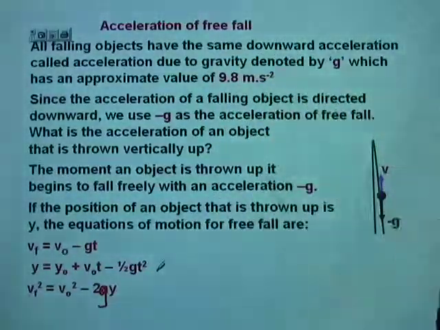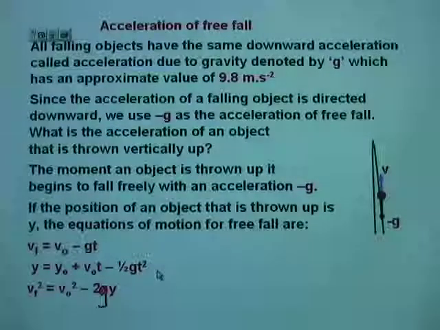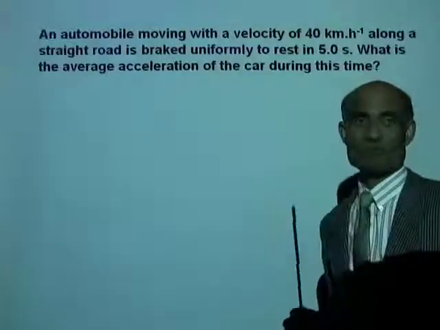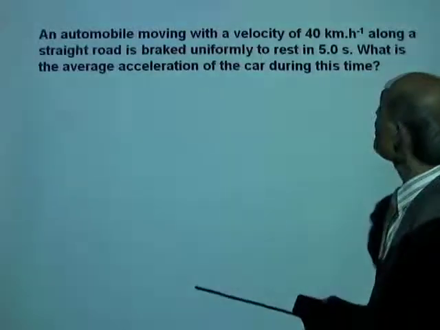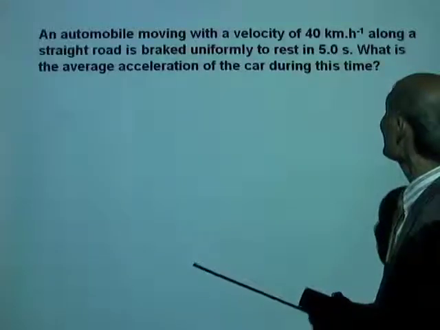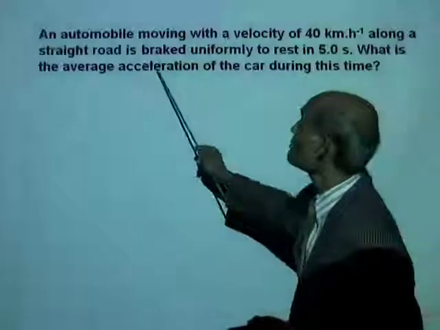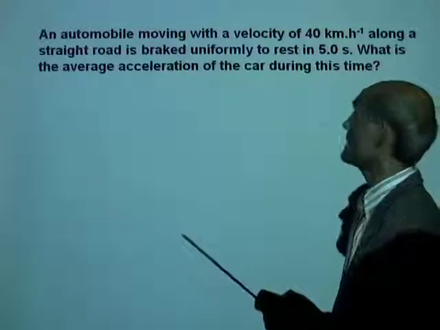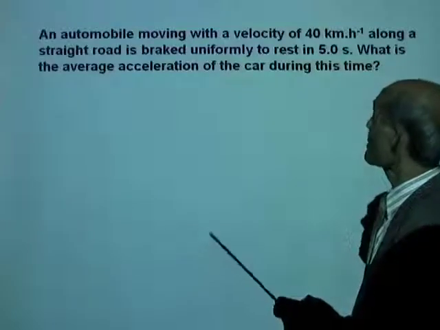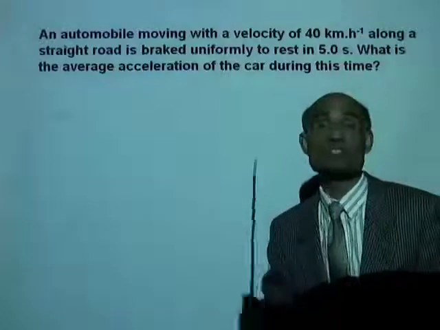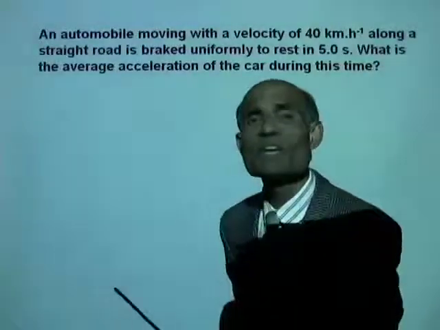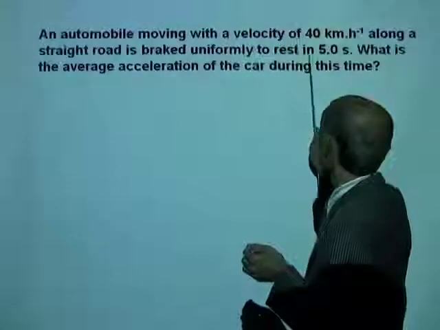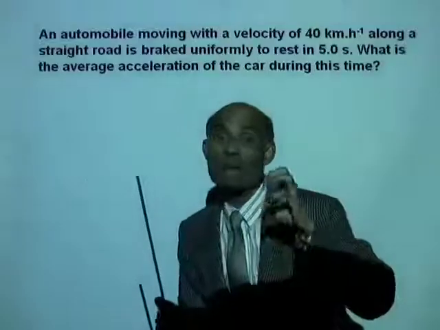Okay, let's move on now. Let's do a small problem. An automobile moving with a velocity of 40 km/h along a straight road is braked uniformly to rest in 5 seconds. What is the average acceleration of the car during this time? Now, what is the information given to us here? An automobile moving with a velocity of 40 km/h.